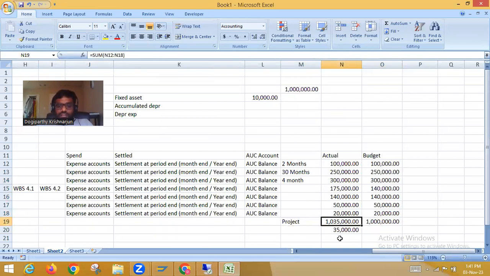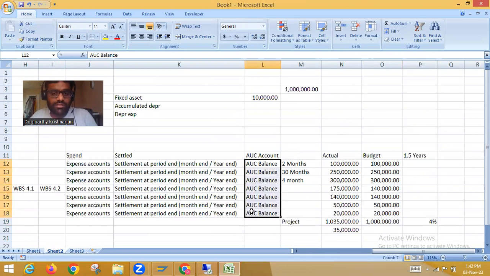And if it exceeds by 35,000, what is the percentage on 1 million? It depends upon the tolerance limits that the company wants to keep for themselves. What is the tolerance percentage that we want to achieve? Once the total asset is acquired and the warehouse is ready, and the timeline is maybe 1.5 years, until this 1.5 years, at various structures and various stages of the asset under construction, these accounts will keep accumulating the balances, and these will keep on settling from the WBS to asset under construction.